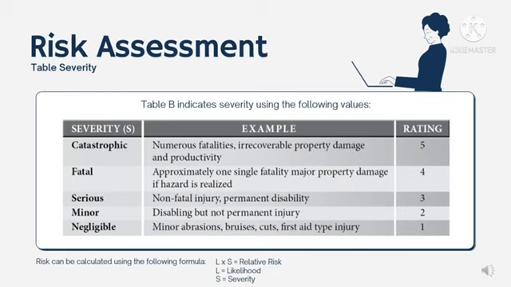Next is severity table. In this table, we can see that catastrophic has the highest rating, followed by fatal, serious, minor, and negligible.